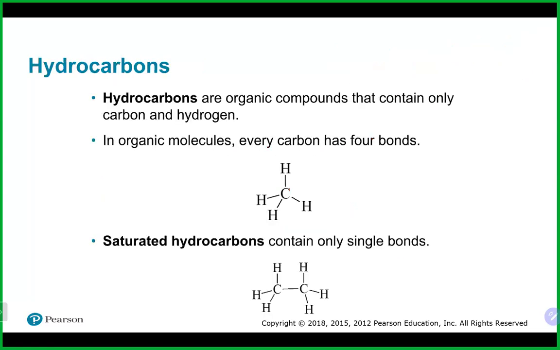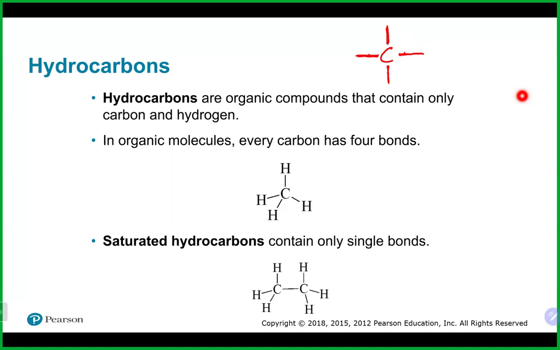So let's talk a little bit about hydrocarbons. Hydrocarbons, like the name implies, are compounds that contain carbon and hydrogen. Let us talk about our friend carbon. Carbon has how many valence electrons? Four? Carbon wants to make, and you should remember this when you're doing organic, four bonds, pretty much, is the goal.